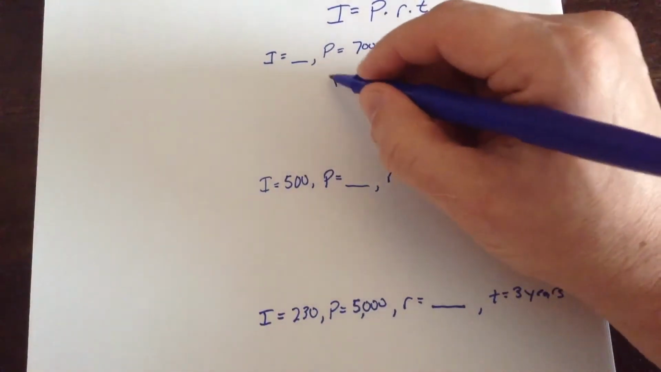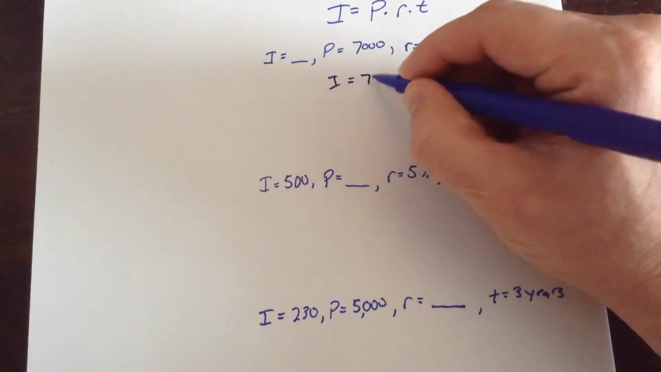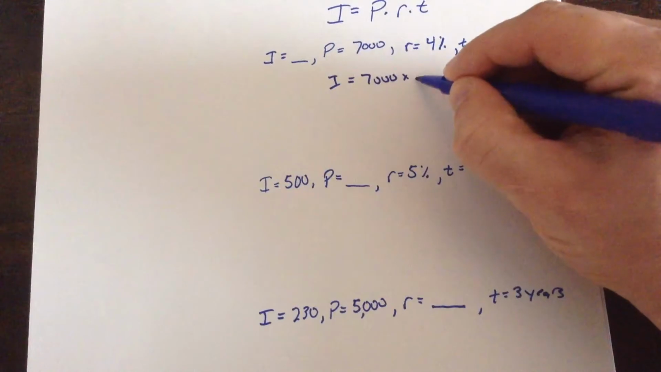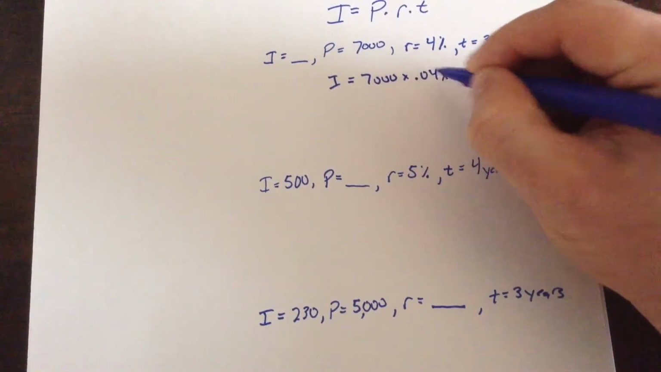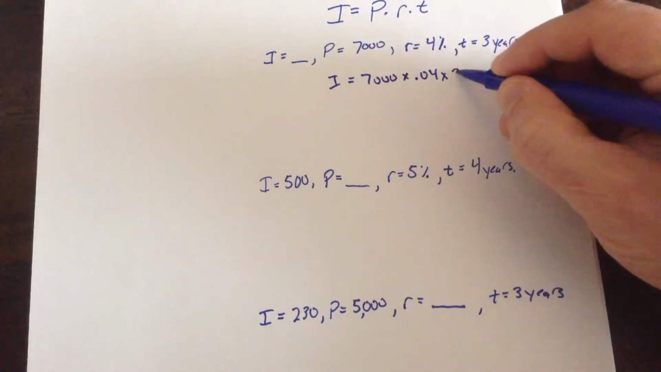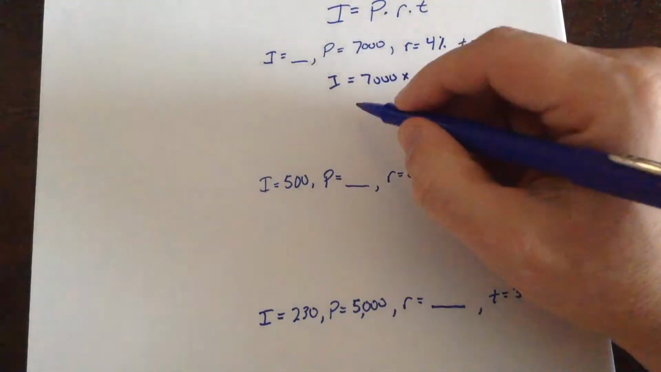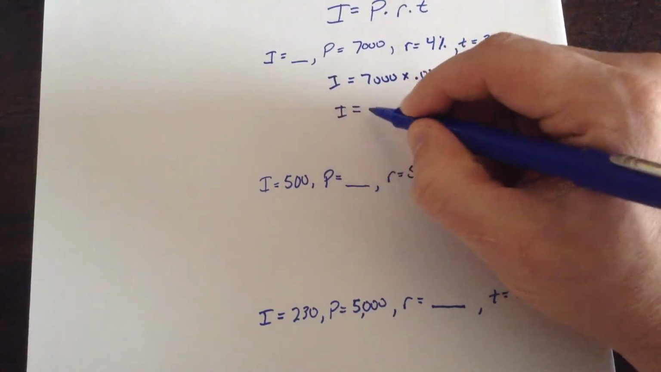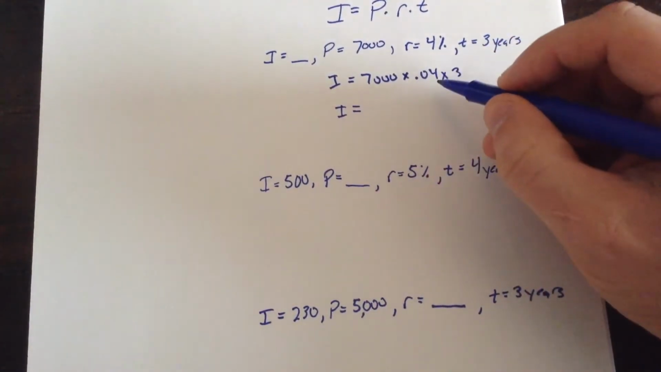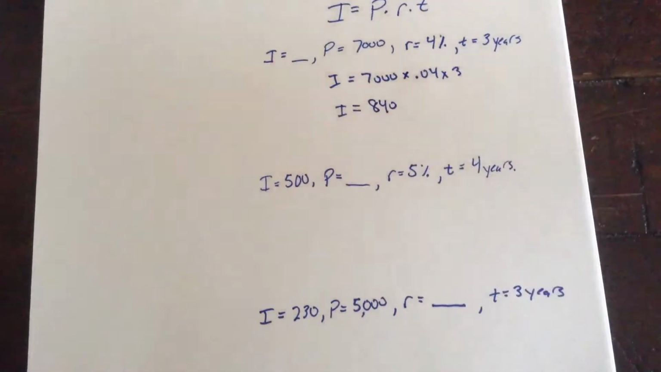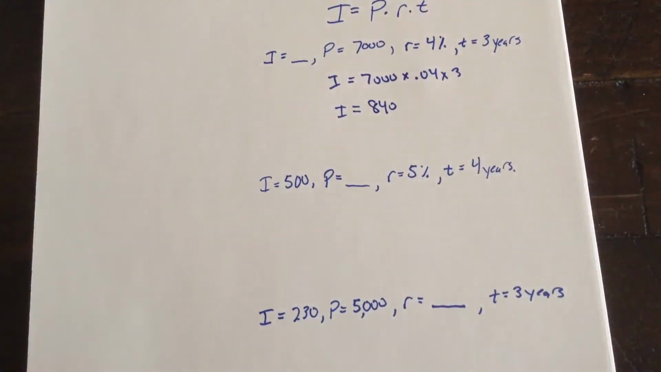So it's I equals 7,000 times rate, which I'm going to have to make a decimal, so 0.04, times time, which is 3. Just make sure with time it's always in years. Alright, so all I have to do here is multiply. So interest equals 7,000 times 0.04 times 3, and that's 840. So you'd make $840 there.